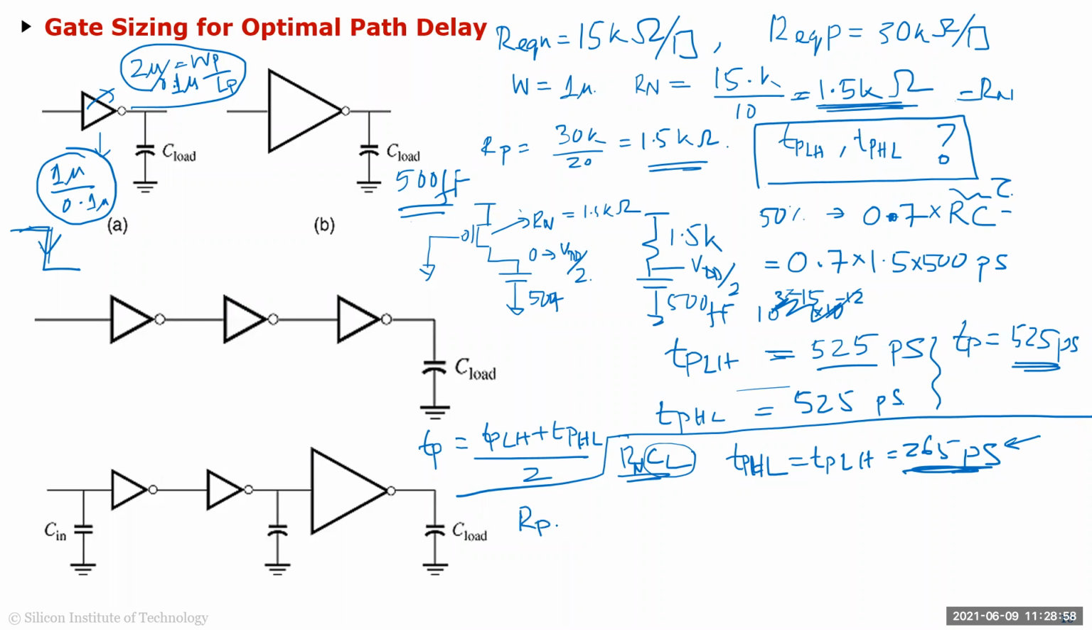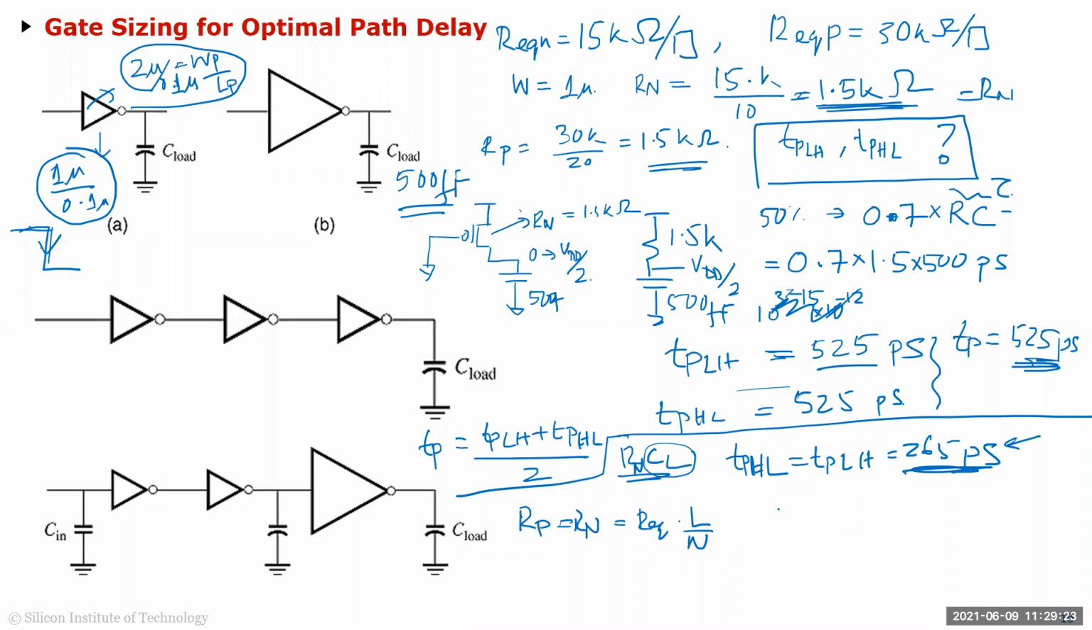Remember, your Rp or Rn is equal to the R equivalent times L over W. If you increase L, your resistance is going to increase. If you increase W, your resistance is going to decrease. So what do you want to do? If you want to reduce the resistance, yes Suman, double the W, right?